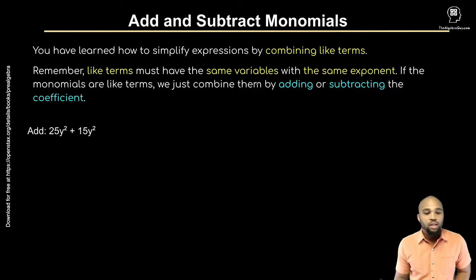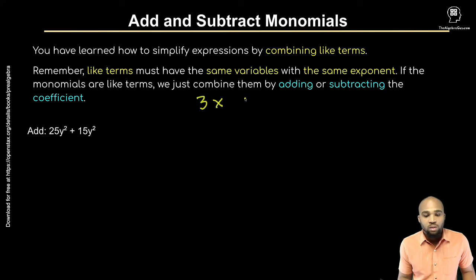All right, you've learned how to simplify expressions by combining like terms. How do you do that with addition and subtraction? So remember, like terms must have the same variables with the same exponent. If monomials are like terms, we just combine them by adding and subtracting the coefficients. So what is the coefficient? Before I even start to work this, you probably remember, right?